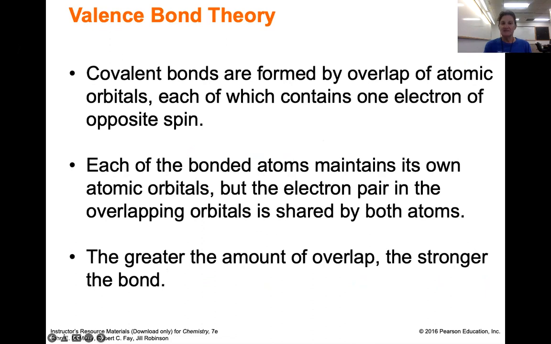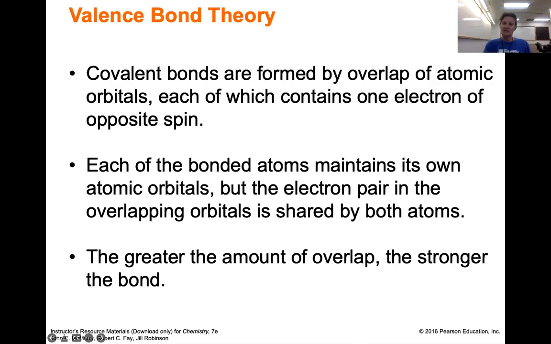So that's the big thing with valence bond theory, because if you think about it, we spent an entire chapter talking about the fact that electrons aren't dots. They have a probability of where we can find them. And so now we're going to introduce those orbitals as we talk about how bonds are formed.